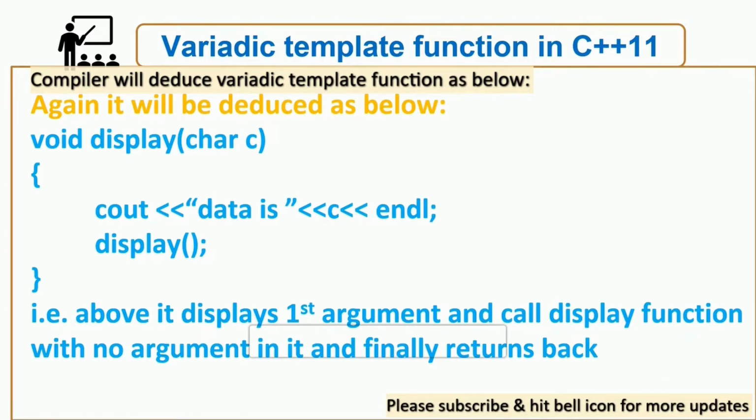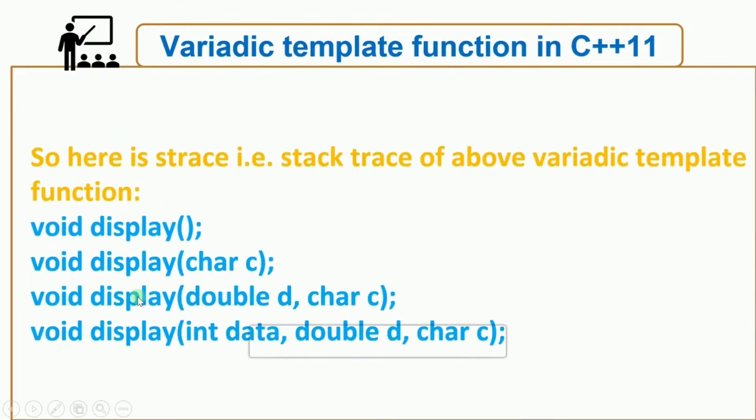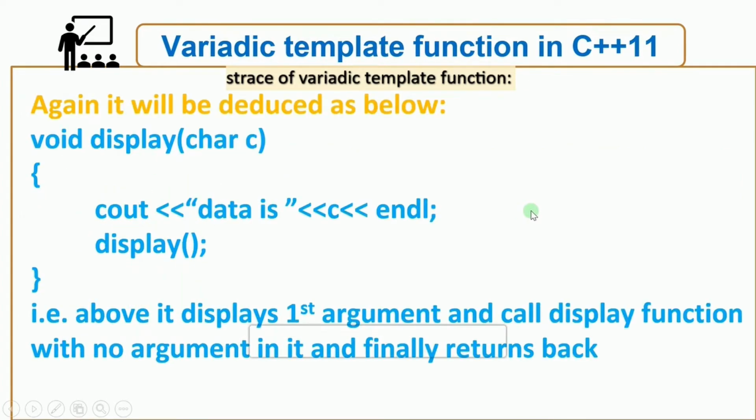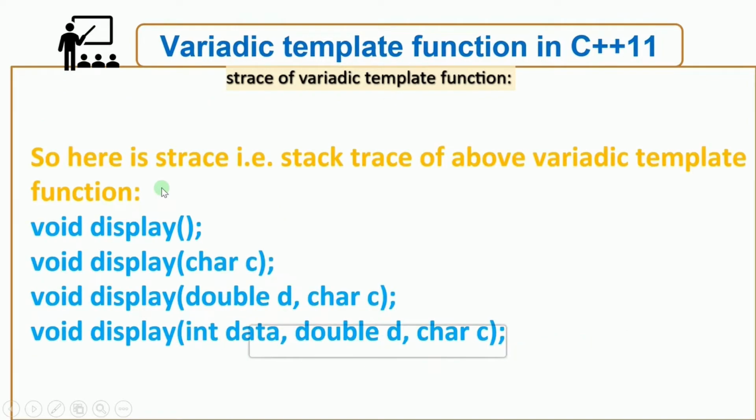This is how the compiler will use this recursive method and also use C++ type deduction, and internally the compiler will generate these types of functions and calculate the result. That means it will simply display the output. Here is the stack trace of the Variadic template function. So we have seen the display Variadic template function.